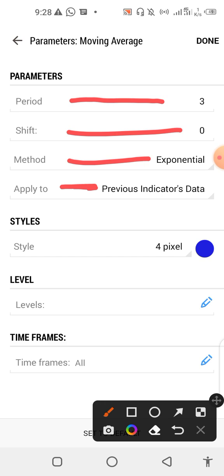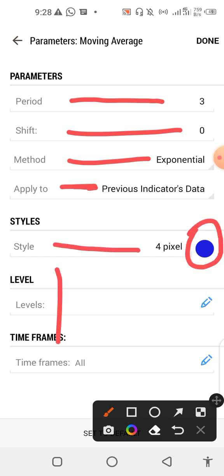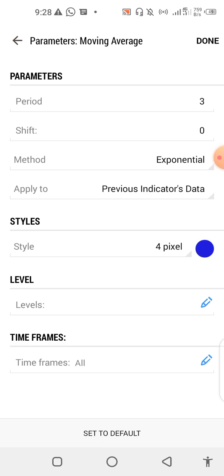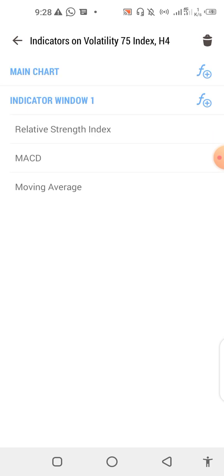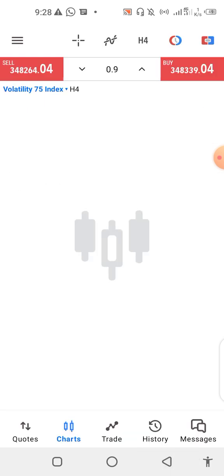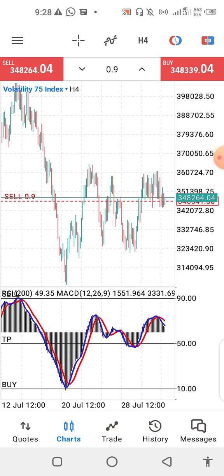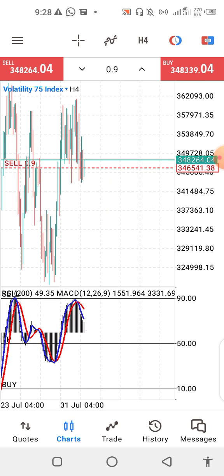So follow the steps well, don't miss any point, right? Okay, so the style, choose 4 pixel and the color, set it to blue. Once you are done inputting all this, click on done, right? And now go back. I hope you are seeing what I'm seeing, right? Guys, trust me, this is the best strategy.